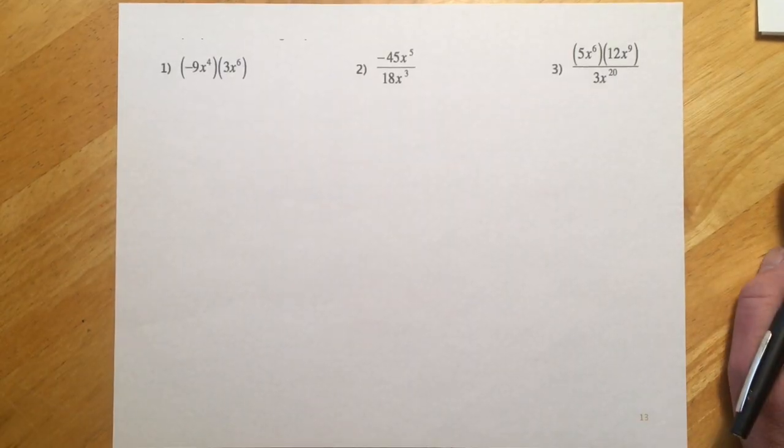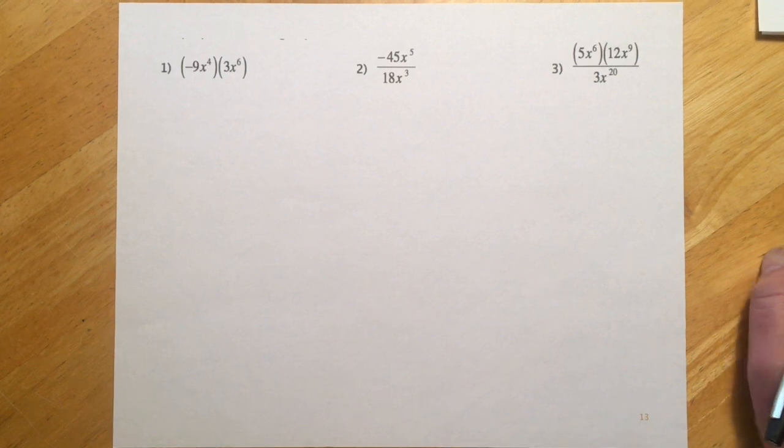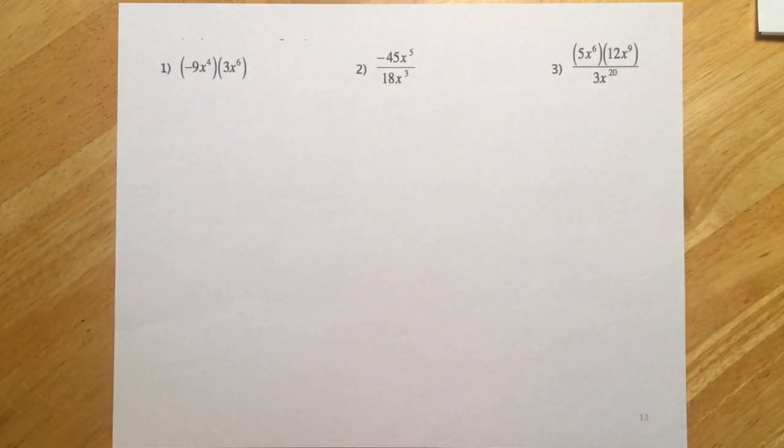Hey guys, this video is about operations with monomials. It builds on our last two sections. It uses all the same properties. Nothing actually new here, just sort of bigger, slightly more complicated problems.